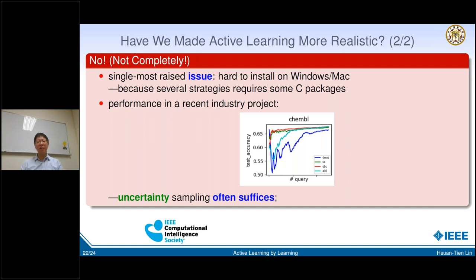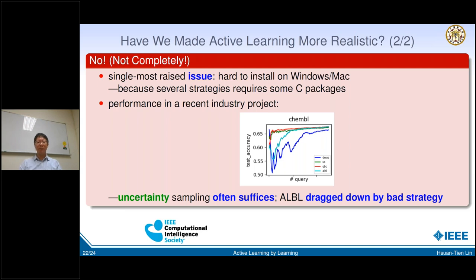And there's another curve that you can see, the dark green one. That's uncertainty sampling. What we observe from this industry project is that uncertainty sampling often suffices. You don't need to run many more things. You just use a default choice of uncertainty sampling, and it usually does well. And our proposed active learning by learning algorithm is dragged down by a bad strategy, in this case the DWUS strategy that we tried.